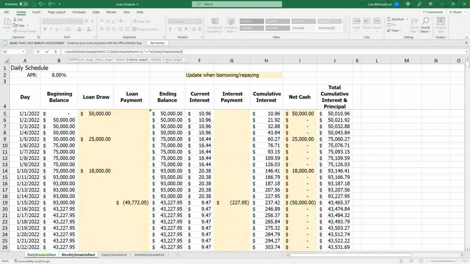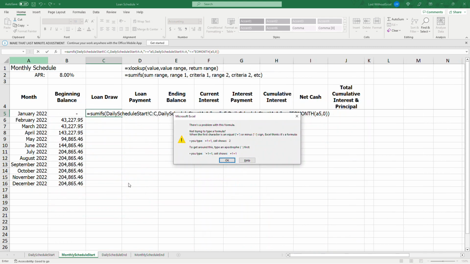And then I also want column A here to be less than or equal to the end of the month. In this case, because I don't have that listed, I'm going to do an end of month formula where I'm still going to grab A5, which is on the monthly schedule. That's where that date is. And I don't want to add any months. What did I do wrong here?